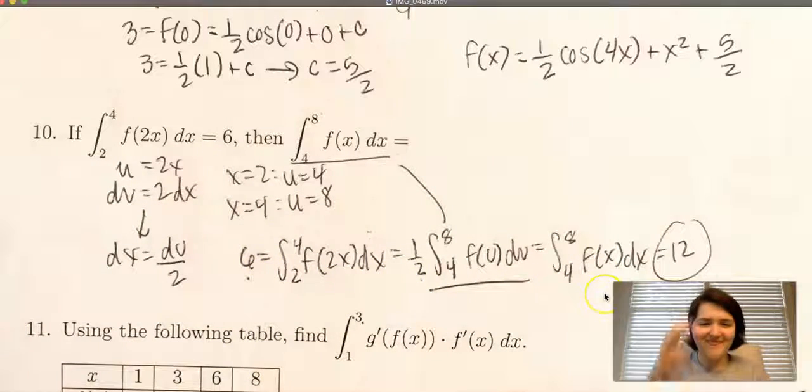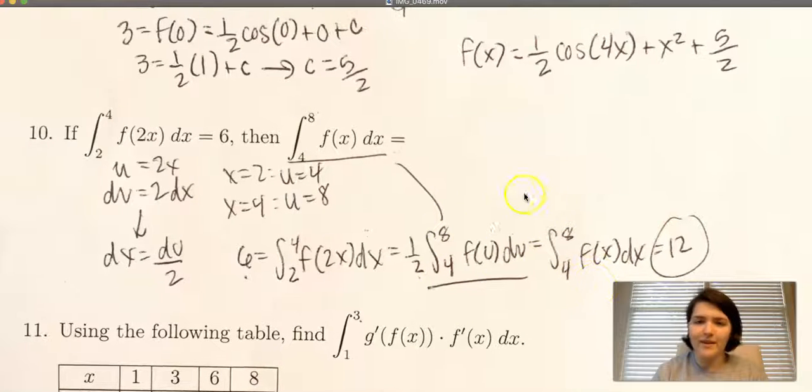Yep. In MC problems, they'll have a lot of different integrals that kind of look the same, and you'll have to choose the right one.